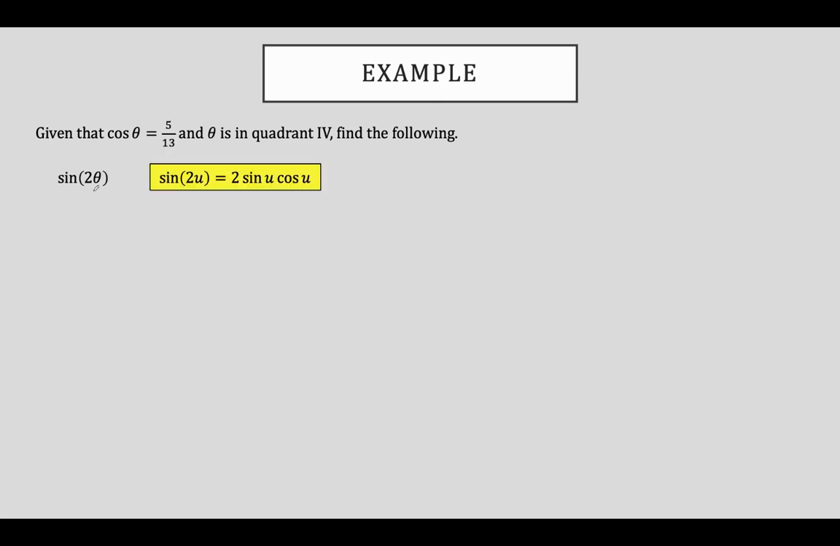We know that the sine of 2u is equal to 2 sine u cosine u, and the only difference here is that instead of u's, we have thetas. So the sine of 2 theta is equal to 2 times the sine of theta times the cosine of theta. All we have to do is replace those u's with thetas. Well, in order to use this formula, I must know the sine of theta and the cosine of theta. I have the cosine of theta, but we do not have the sine of theta. Fortunately, we have enough information to figure that out.